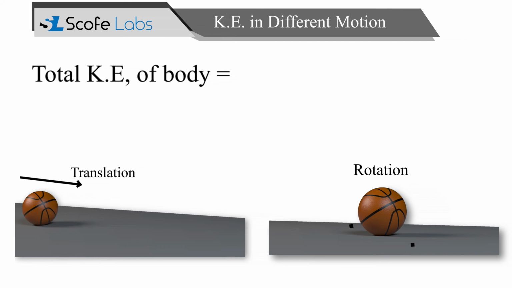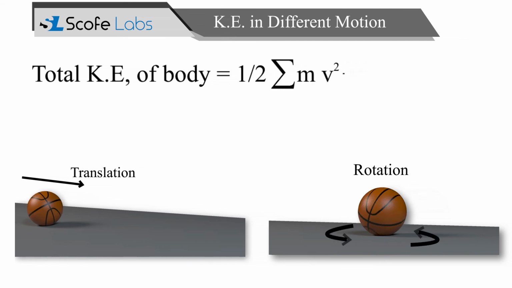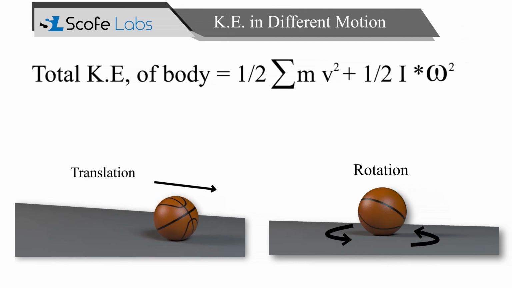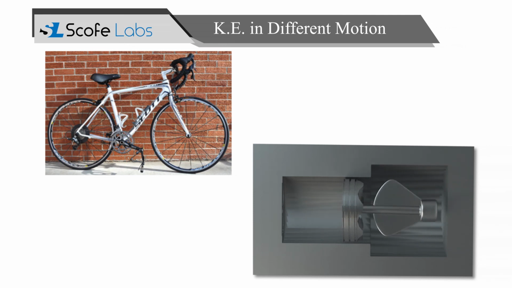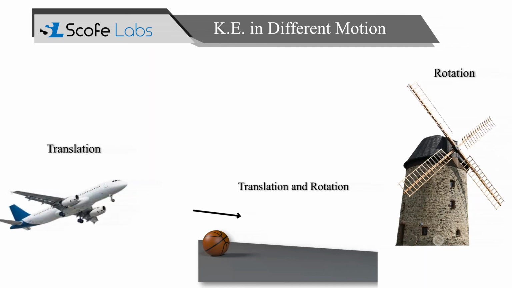Therefore, total kinetic energy of a body is kinetic energy of translation plus kinetic energy of rotation. In general plane motion, we consider kinetic energy in both translation and rotation motion. A piston changes linear motion to rotary motion. Also, we will see the example of bicycle.